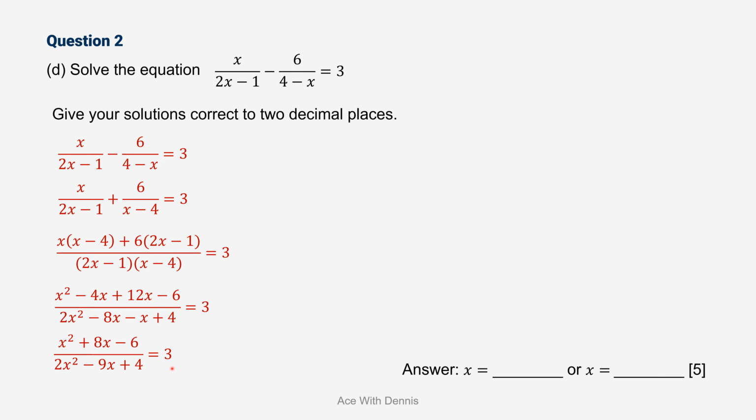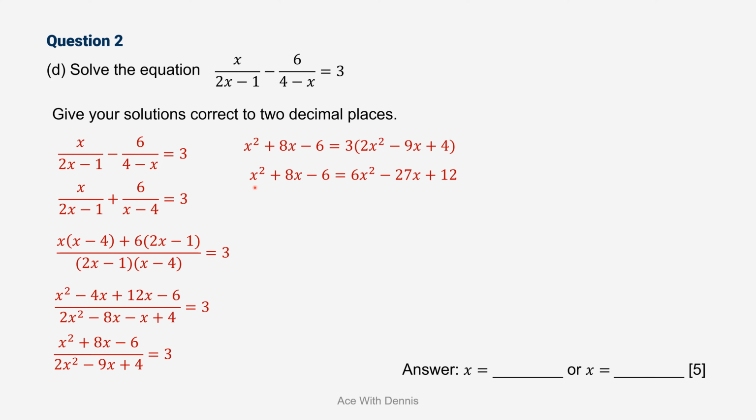Once I reach this step, I'll move the denominator to the right hand side, which will give x squared plus 8x minus 6 equals 3 times 2x squared minus 9x plus 4. After that, I will expand the bracket here. I'll get the right hand side is 6x squared minus 27x plus 12. The left hand side, nothing changed, just copy down.